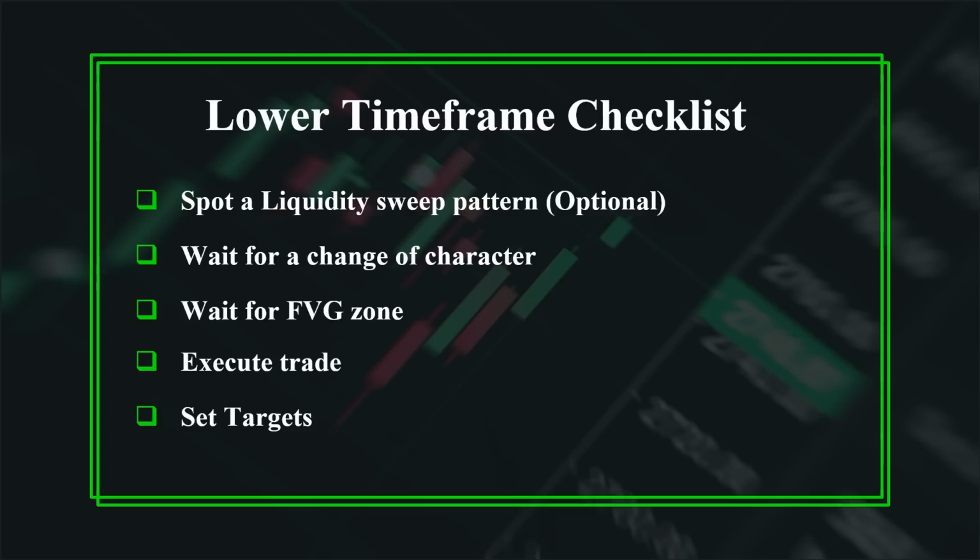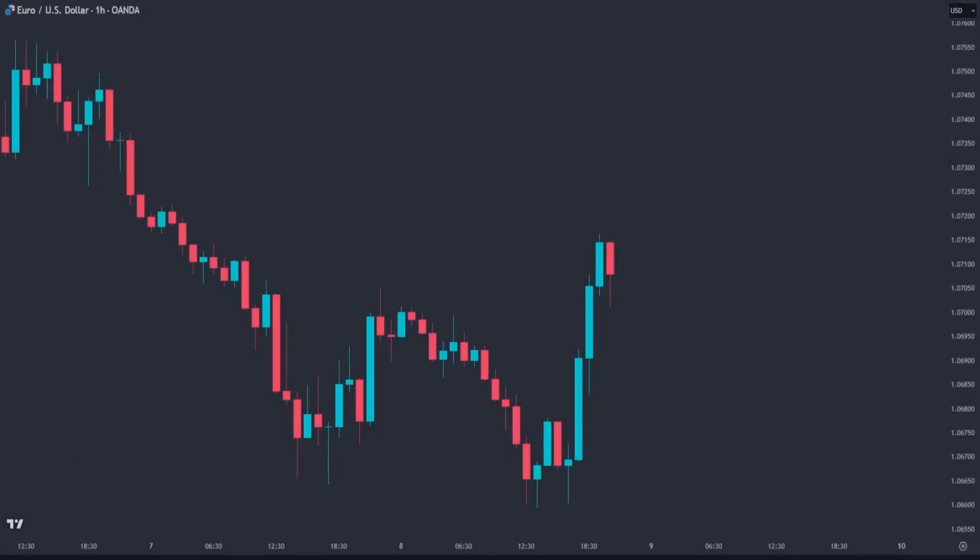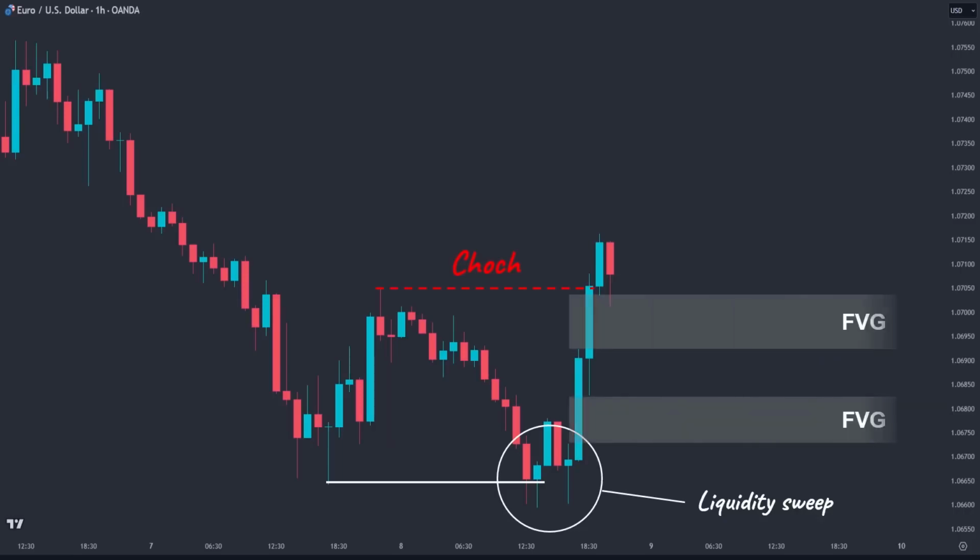Now let's see some examples on the real chart. Here on the Euro-Dollar 1-hour chart, we had a moving downtrend until we got a liquidity sweep pattern and a change of character. Both of them signaled that the sellers are no longer in control and our direction is bullish. Now here we can identify two fair value gap areas, but only the one on the premium side of the range is considered as the potential trading area.